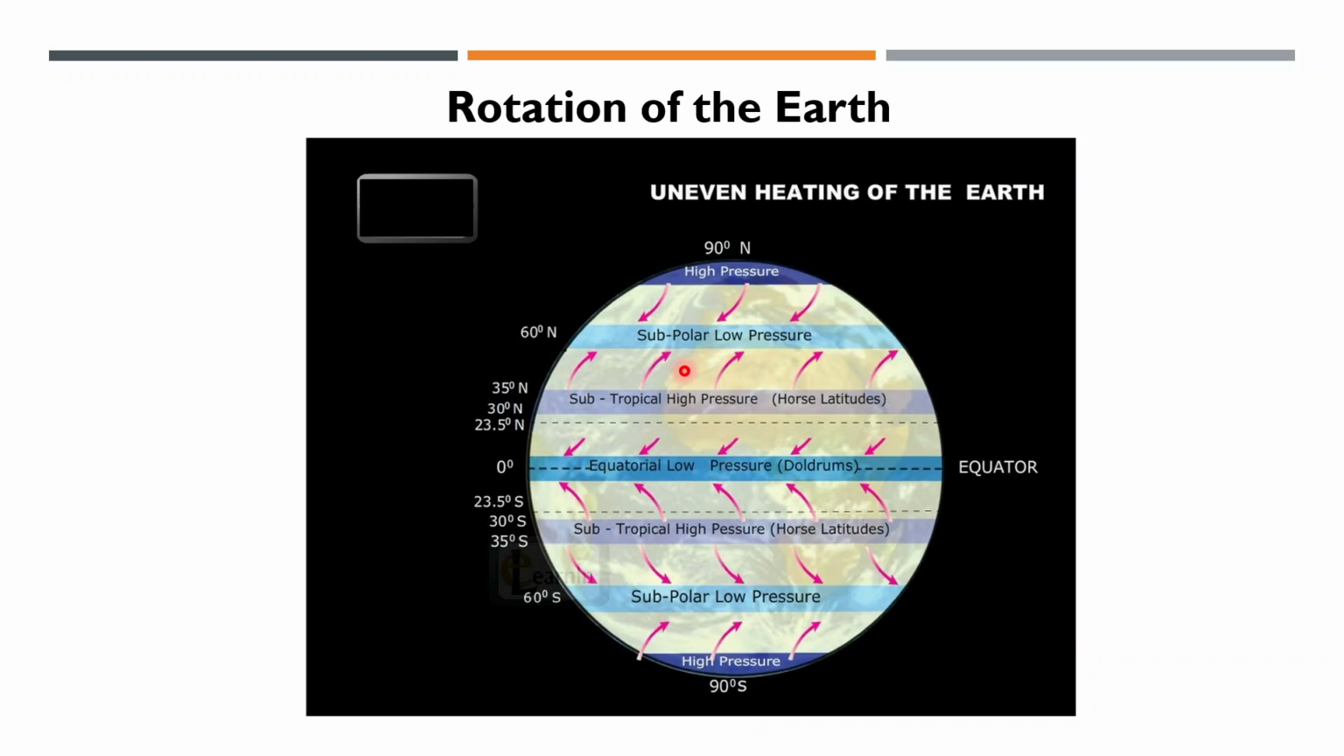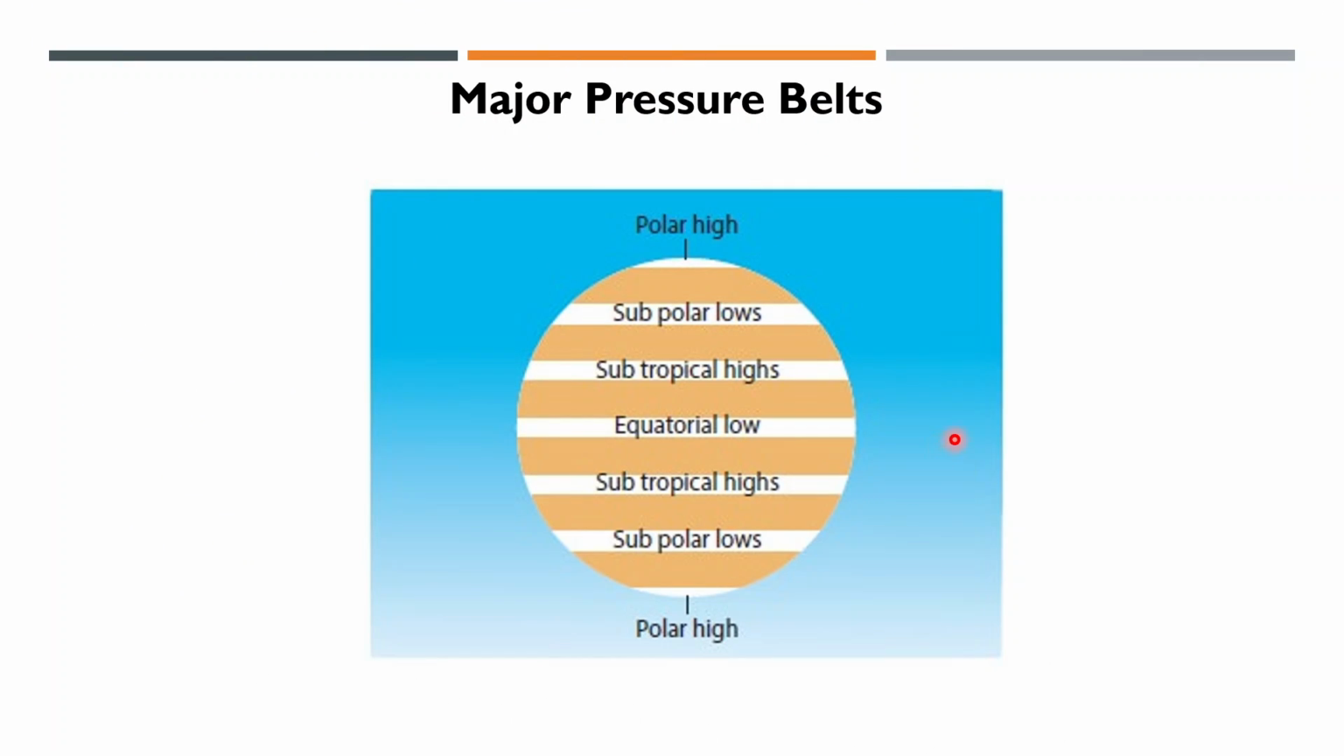However, we also find low pressure belts at 60° north and 60° south latitudes. It is mainly because of the width of the area of the Earth, about which I will talk in the later part of the lesson. So these are the 7 pressure belts of the Earth. Now let us take one by one and explain each of them in detail.